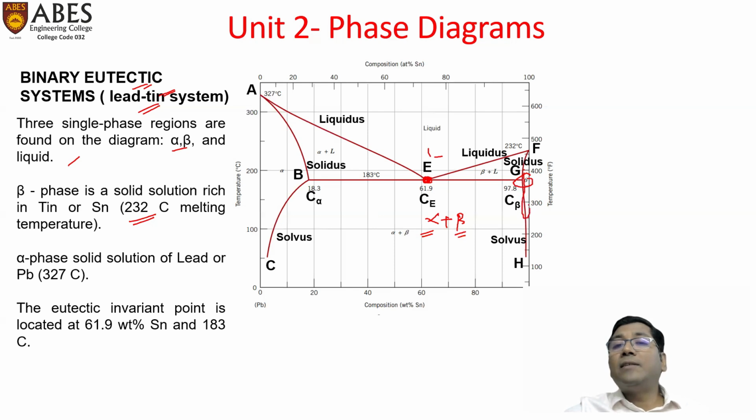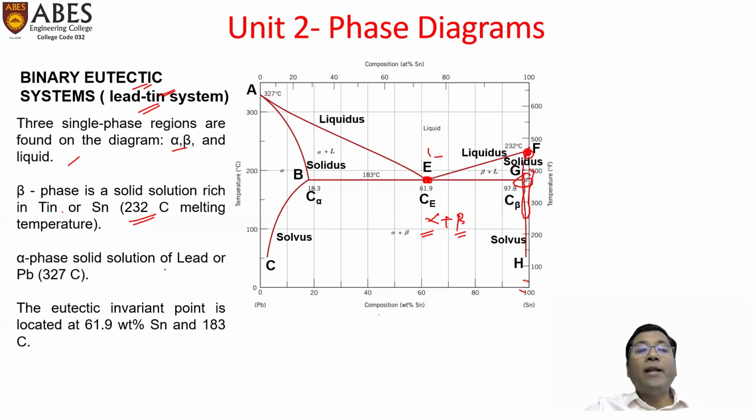So the beta phase is a single solid phase, with solubility of lead in tin, because here almost 100% tin is there and lead would be very less. So the solubility of lead in tin is the beta phase, a solid solution rich in tin, or Sn. 100% tin has 232 degrees Celsius as its melting point. Here it is marked.